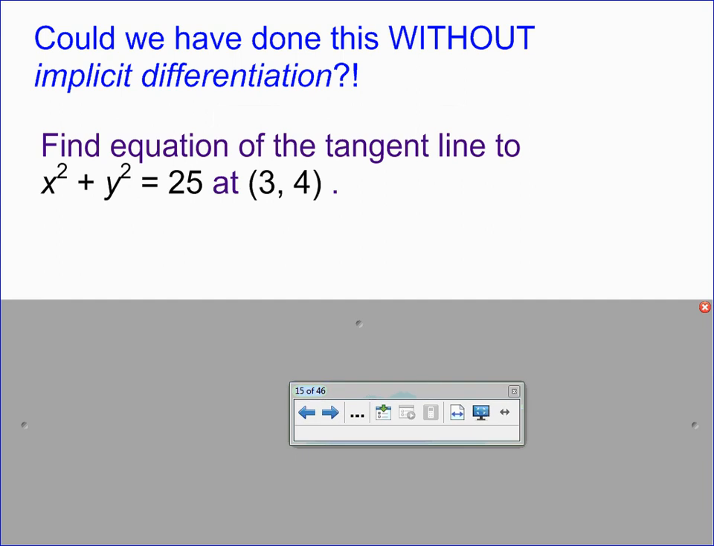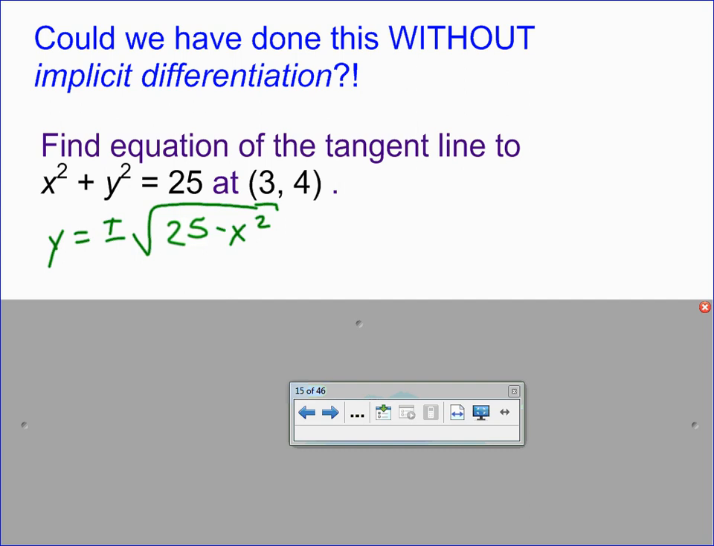Which would give you the root of 25 minus x squared, right? Absolutely, so long as we consider both the positive and negative square root. So we could generate y explicitly in terms of x.